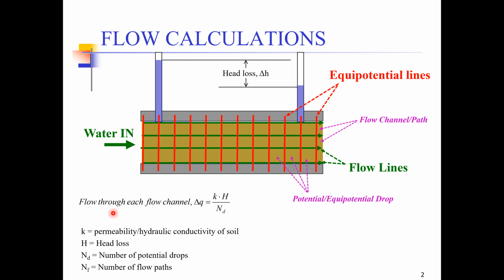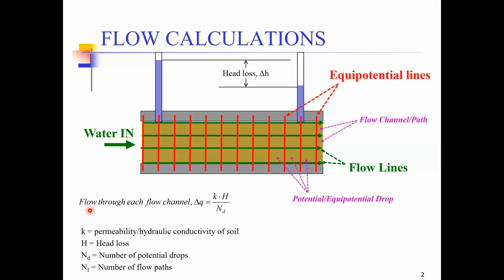Now this equation represents the flow of water through each flow channel, and we have 3 flow channels here. If we want to determine the discharge of water through any one of these flow channels, we can make use of this equation, in which we use the hydraulic conductivity or the permeability of the soil, the head loss across that flow channel, and ND, a parameter which represents the number of potential drops. What do we mean by number of potential drops? As we know, this space is known as a potential drop or an equipotential drop. So for example, in this figure, we can have 1, 2, 3, 4, and so on potential drops here.